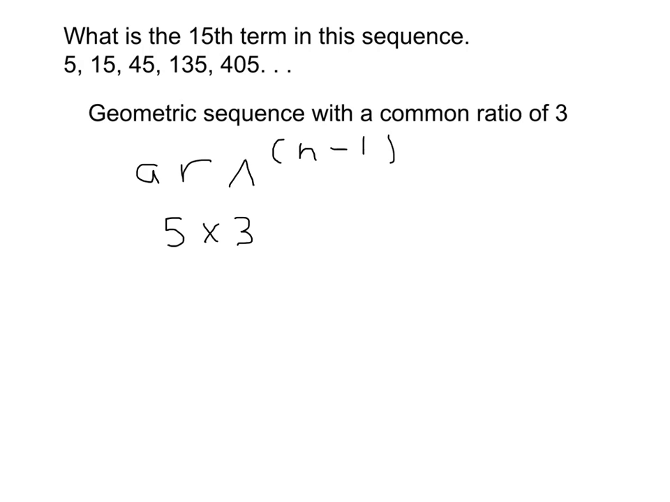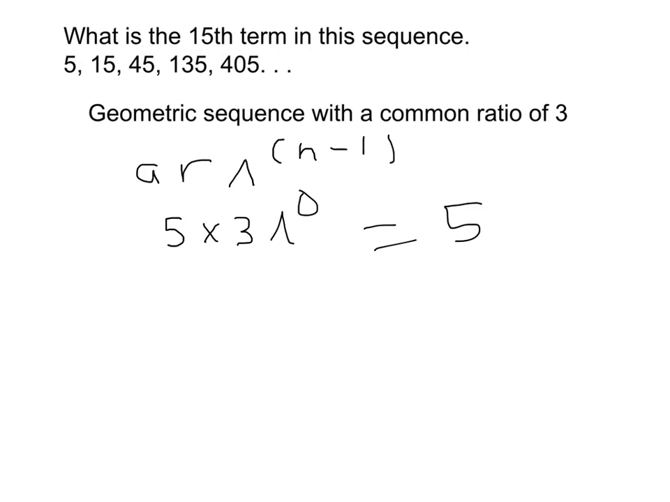to the n minus 1, and we'll do the first term. So the first term is 1. 1 minus 1 is 0. 5 times 3 to the 0 power. 3 to the 0 power is 1. 5 times 1 equals 5. So there I've just found the first term in that sequence.